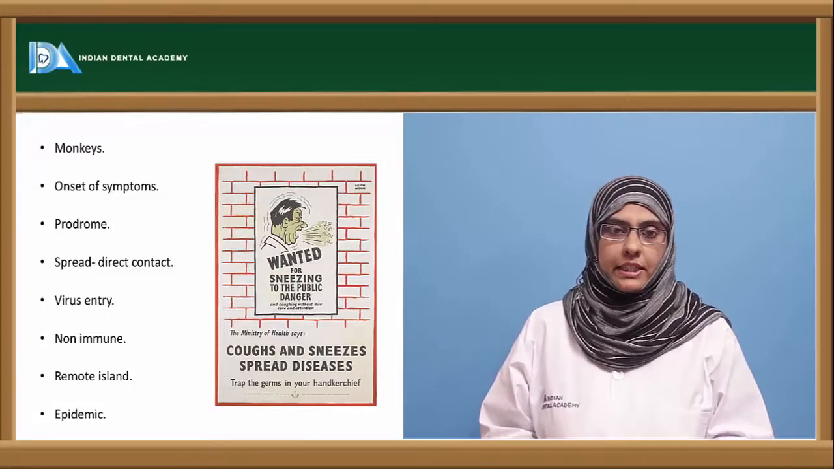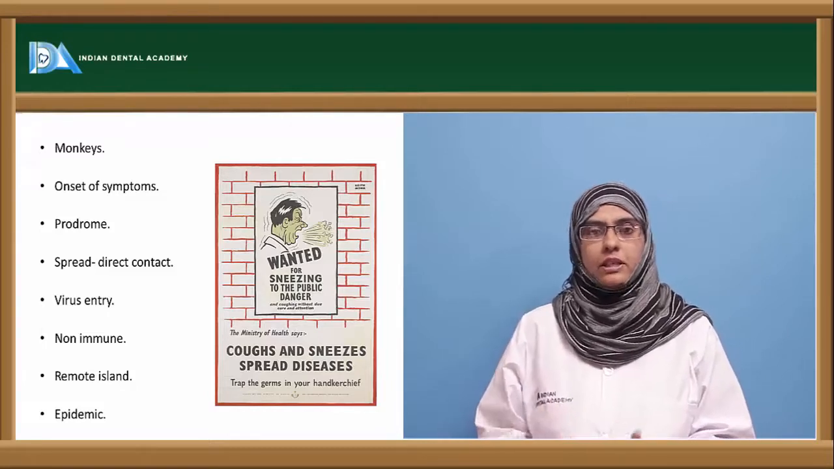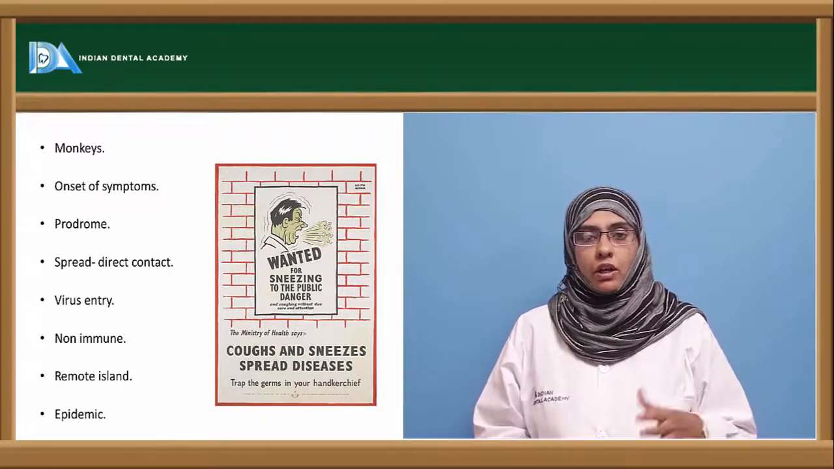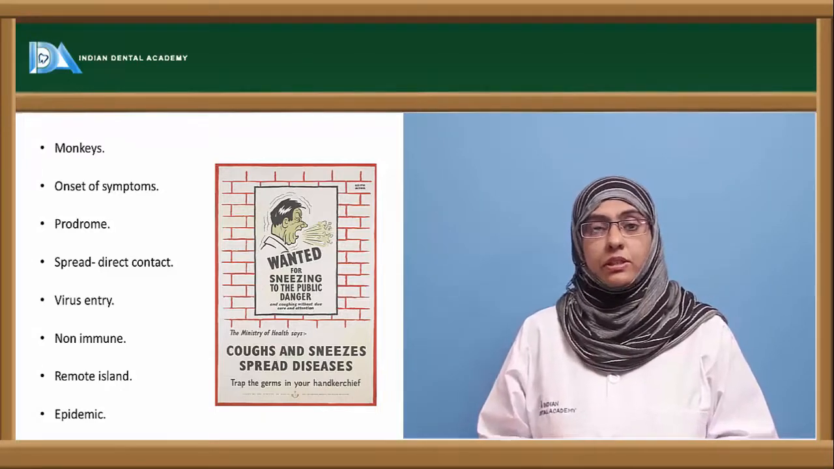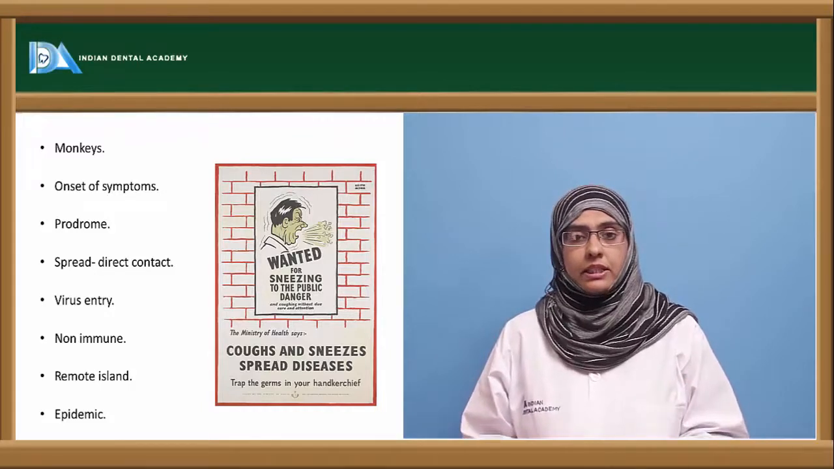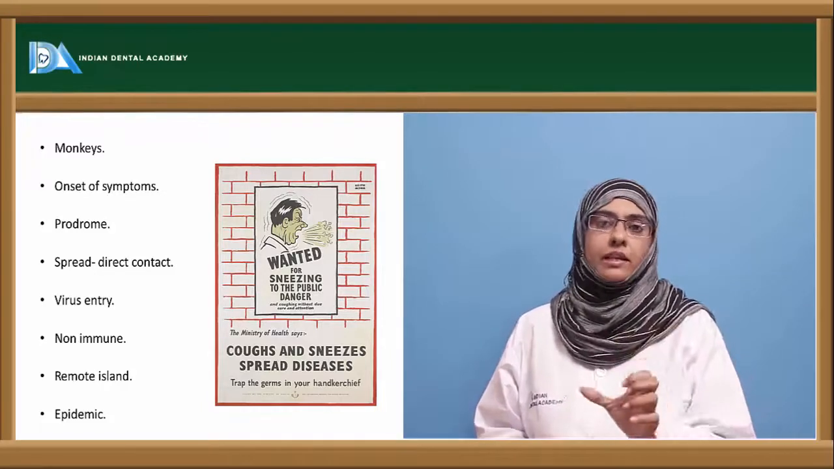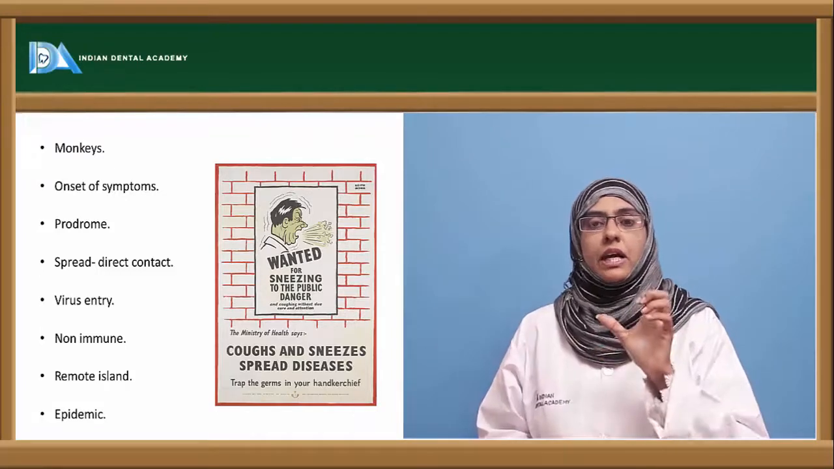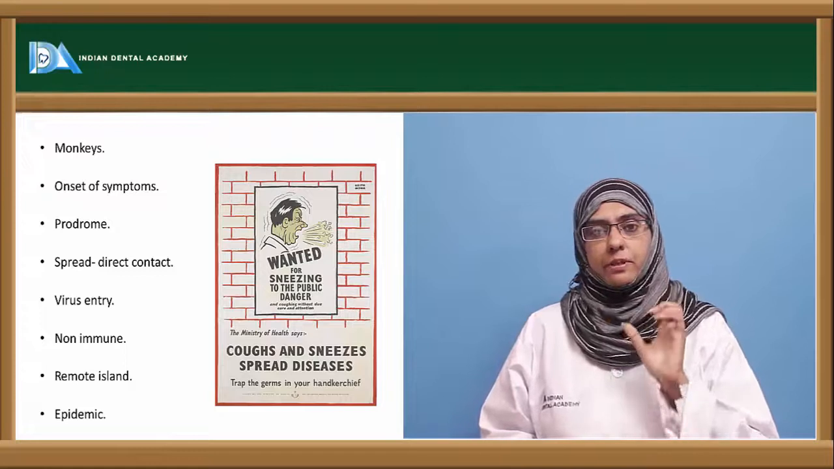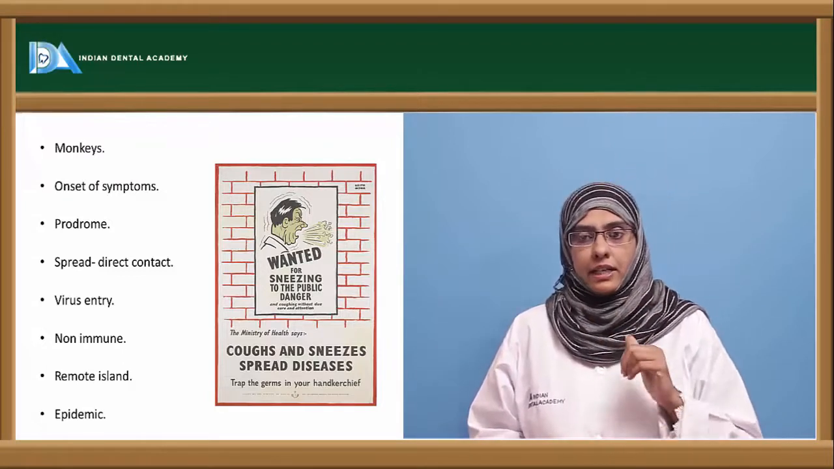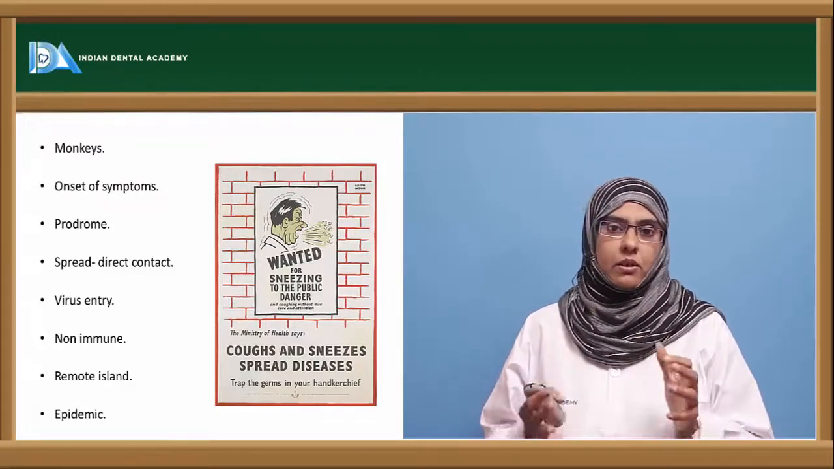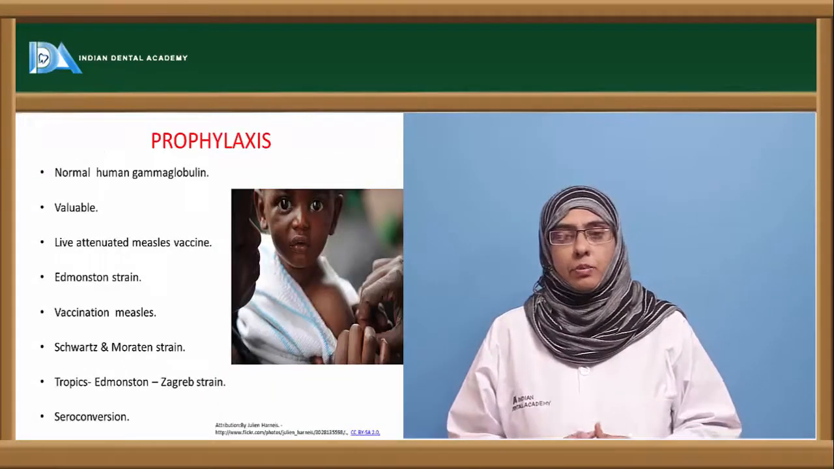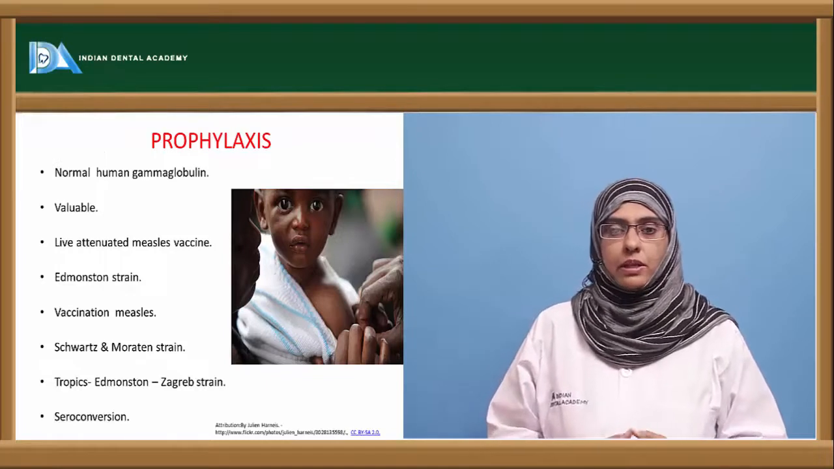Once the virus gains entry through the respiratory tract or the conjunctiva, it is able to lead to clinical disease, mostly in non-immune individuals. Now coming to the remote island, as already discussed, there is an island called Faroe Island, which showed an epidemic of this particular infection, infecting about 75% of the individuals. So it becomes epidemic in nature once it causes infection in close community areas.